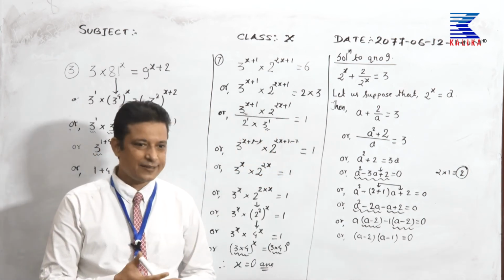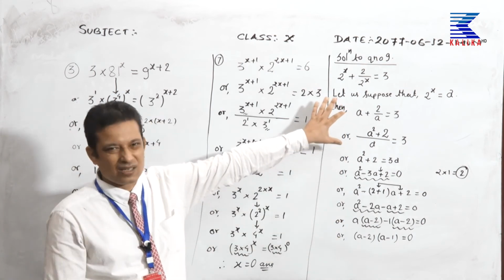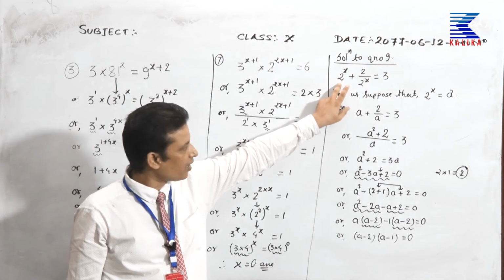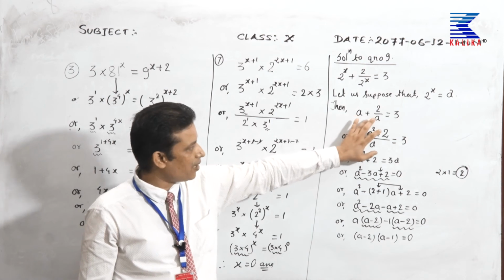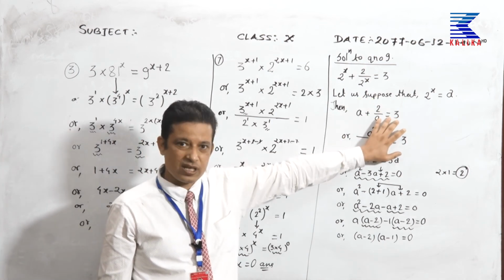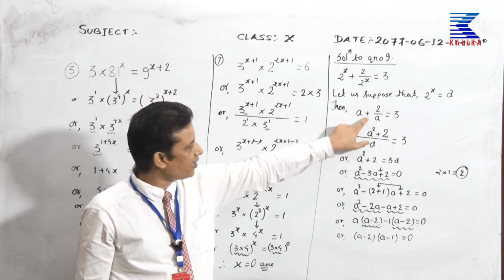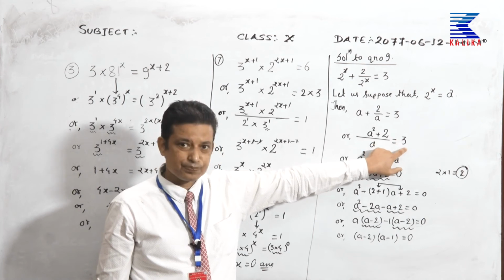So, dear student, did you understand up to here? Simply we have done nothing more. We suppose that first 2 to the power x is equal to a, then we got the question in the form of a like this, a plus 2 over a is equal to 3. We took LCM a, then a times a is a square plus this 2 is equal to 3.